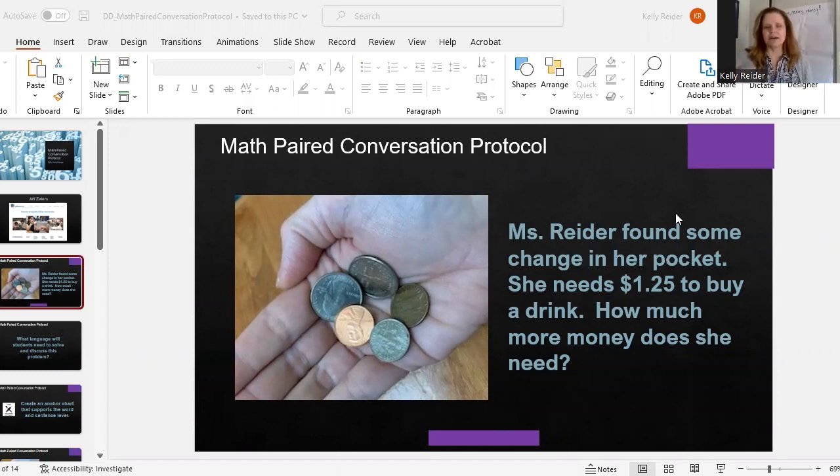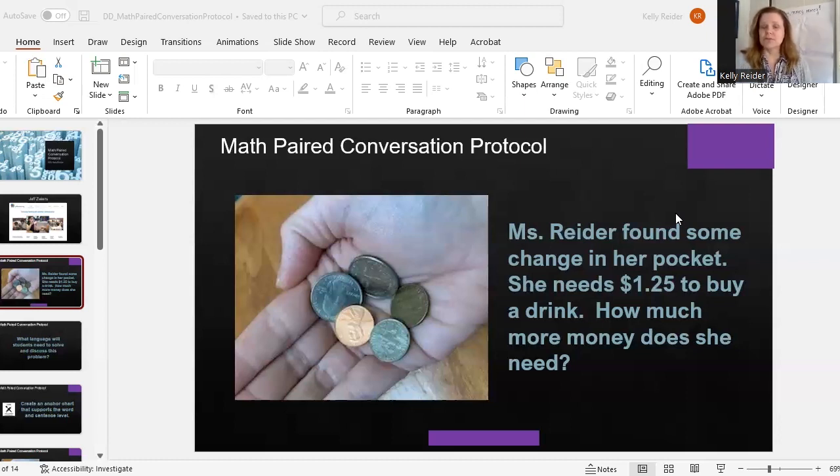So knowing in my mind that we've been doing a lot with money type problems, how much more, how much less kinds of things, I want to prepare them to be able to have a discussion. I really do some joint problem solving, bring in that discourse that we've been talking about. So this problem: Miss Ryder found some change in her pocket. She needs $1.25 to buy a drink, probably Diet Coke. How much more money does she need?